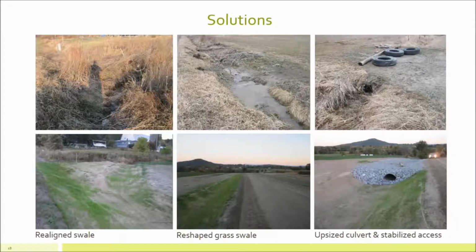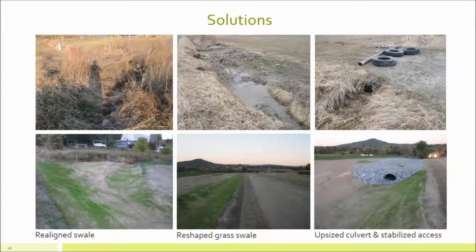So the solutions, they settled on a couple solutions here. One part of the project, they realigned the swale. One of the swales from the farm field was coming in at about a 90-degree angle, so they ended up putting it at about a 45-degree angle, so it wasn't hitting the road and the ditch and eroding both.